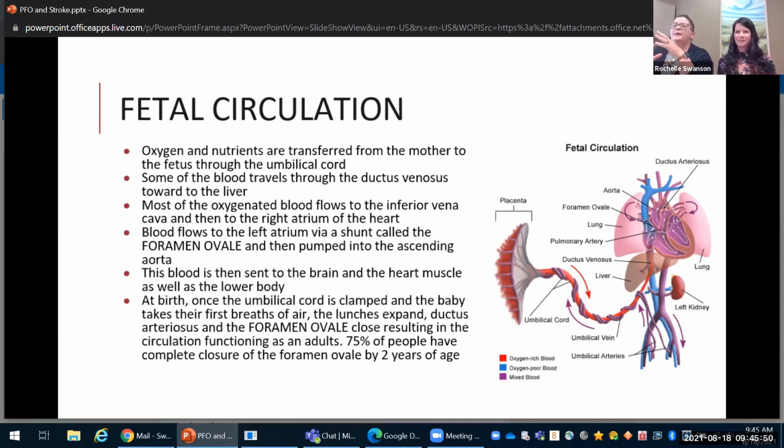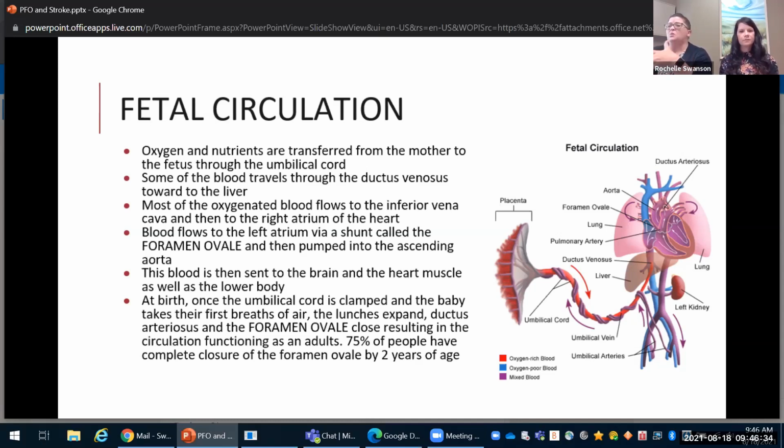In the uterus, the oxygen and nutrients are delivered to the fetus via the mother through the umbilical cord. When it travels in through the inferior vena cava, it goes into the right atrium of the heart. It doesn't follow the same path that it does as an adult. It actually will travel from the right atrium directly into the left atrium via an opening, or a shunt, called the foramen ovale. And from there, it's then pumped into the ascending aorta to be sent out to the brain, to the heart muscle, as well as to other parts of the body.